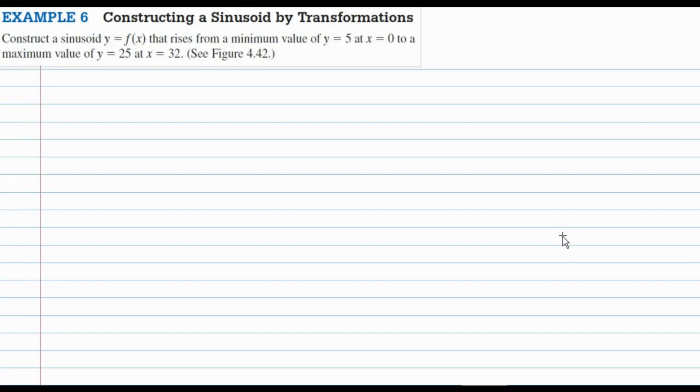This is the screencast for section 4.4, example 6. We're going to construct a sinusoid by transformations. So we want to construct this sinusoid that rises from a minimum value of y equals 5 at x equals 0.